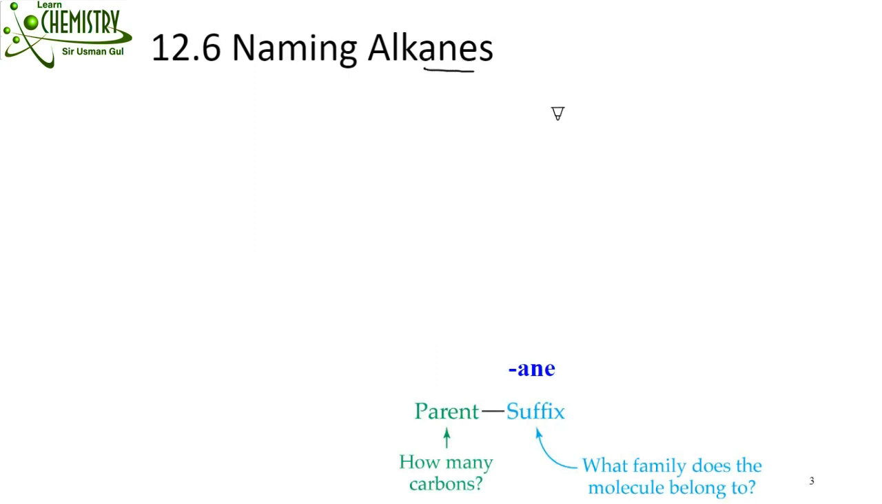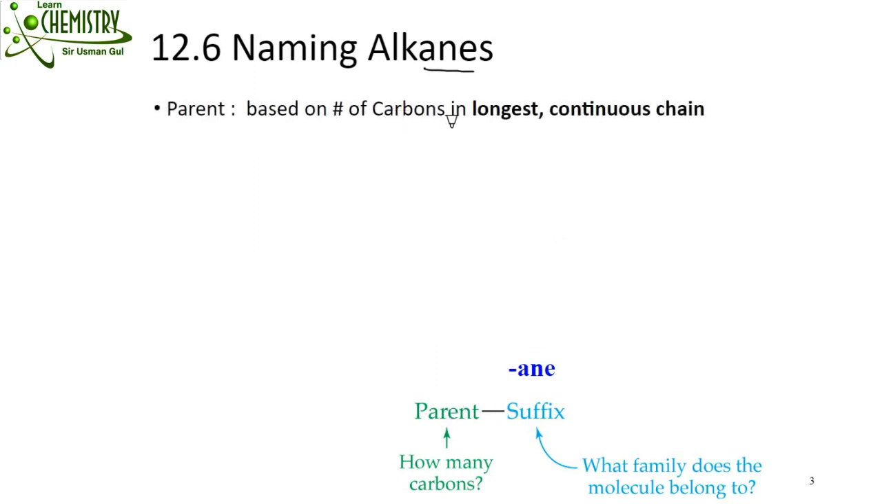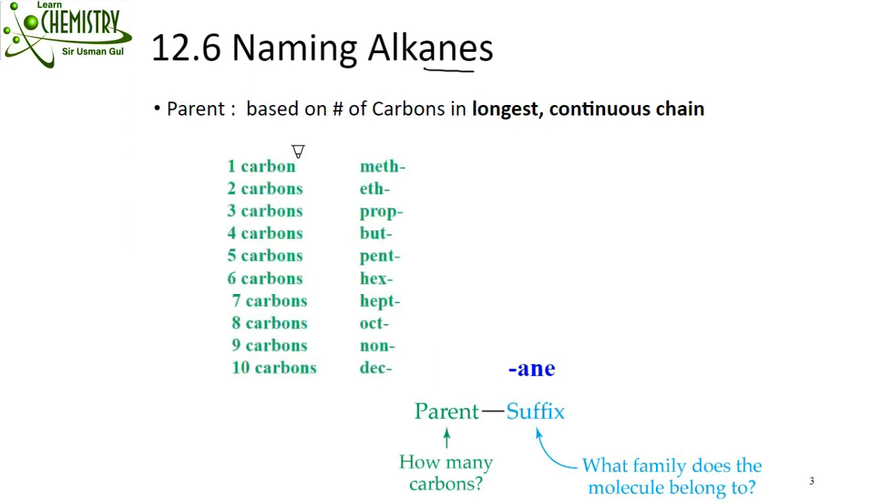Alkane, ane. Now the second part, the parent, is based on the number of carbons in the longest continuous chain. So we need to memorize some numbering. For example, when we have one carbon, the parent name will be meth, and if I combine this meth with ane, the complete name becomes methane.